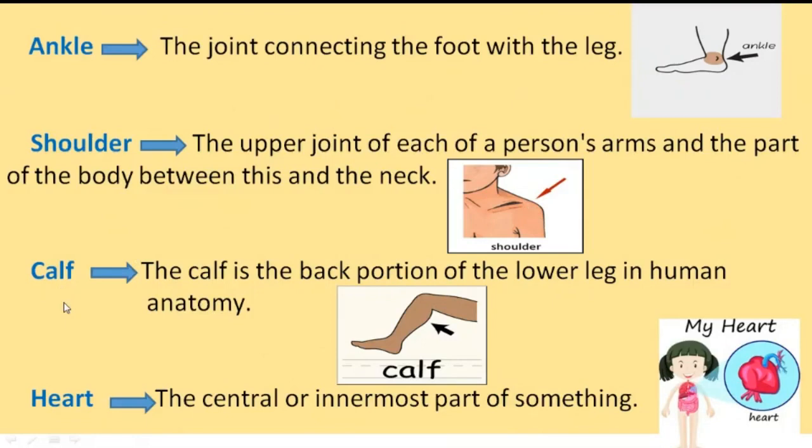Calf. The calf is the back portion of the lower leg in human anatomy. Calf. Heart. The central or innermost part of something. And this is a picture of a heart.